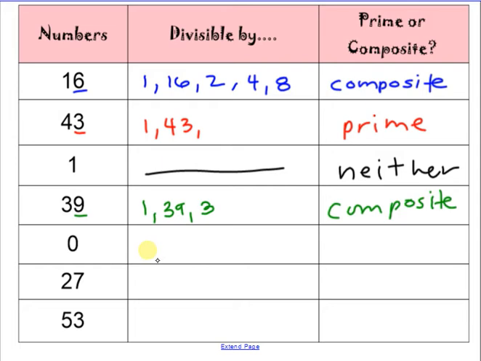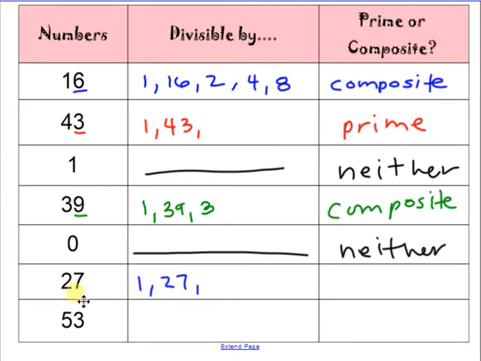All right, the number 0, you should think again, nope, that's going to be neither. The number 27, so 1 goes into 27, 27 goes into 27. It ends in a 7, so 2 won't work, but 3 does work because 2 plus 7 is 9. So this one is composite.